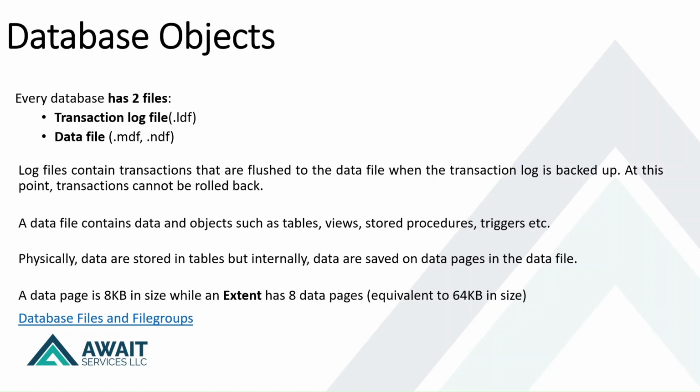While an extent is a combination of 8 data pages, and the size of that, of course, 8 by 8 will give you 64 kilobytes. So you can be asked in an interview, what is the difference between a data page and an extent? A data page is 8 kilobytes in size, while an extent is 8 data pages, which is 64 kilobytes in size. Okay.